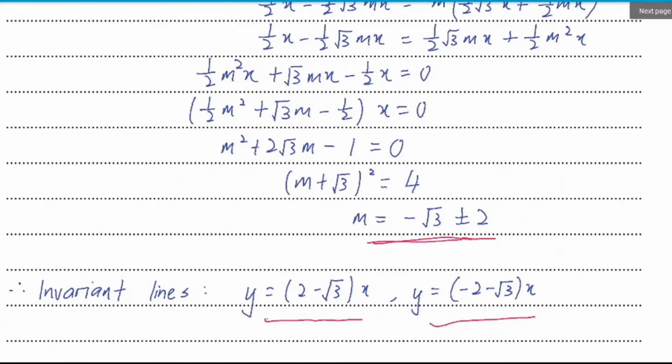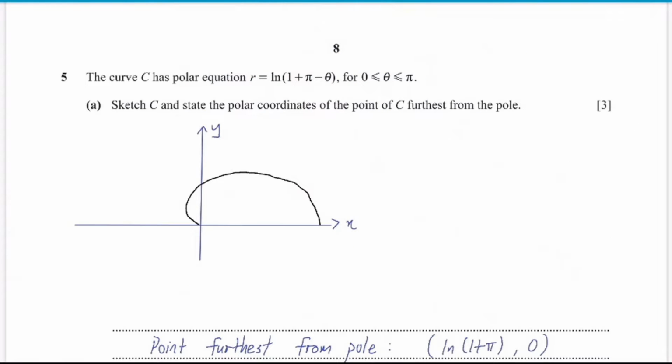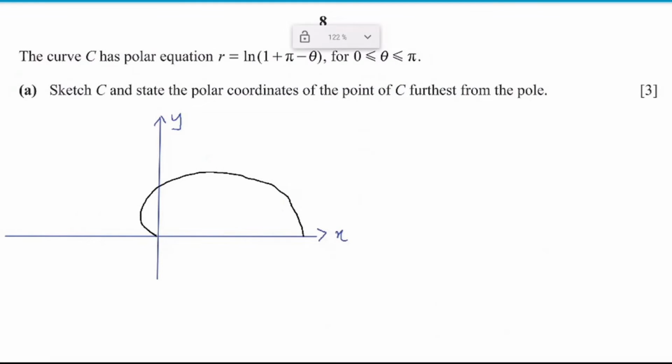Okay, so next. This is r equals ln(1 + pi - theta). So sketch C and state the polar coordinates of the point of C which is furthest from the pole. This is the question type where the first question already asks us to sketch, so it shouldn't be something super difficult to sketch. Either they will give us some usual trigo functions, which we know how to sketch. In this case, it's a ln.